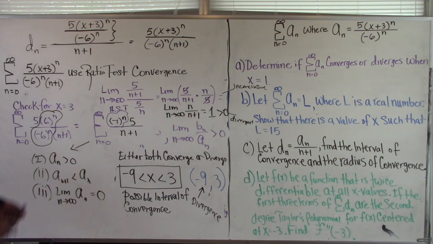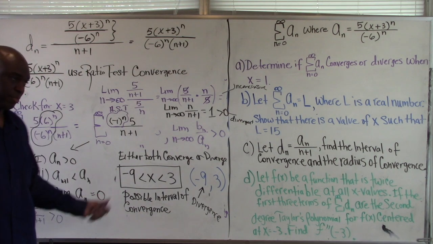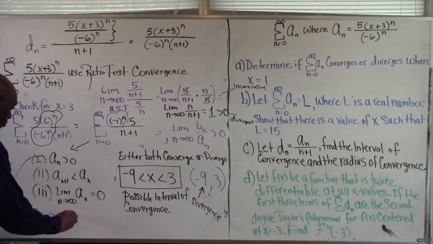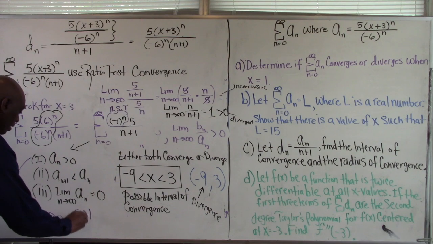Okay? Let's check out our 3 conditions. All right? Well, we do know that a_n, which is 5 over n plus 1, is positive. That's condition 1. It's satisfied, and you know why. It's positive. There are no negative values here starting with 0. Plug in 0, you get 5. Plug in 1, you get 5 halves, so on and so forth. It's positive. Condition 2, it is decreasing.